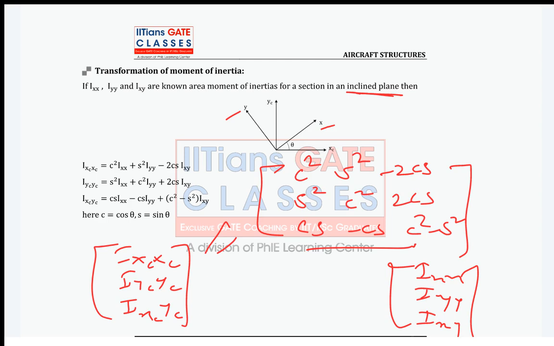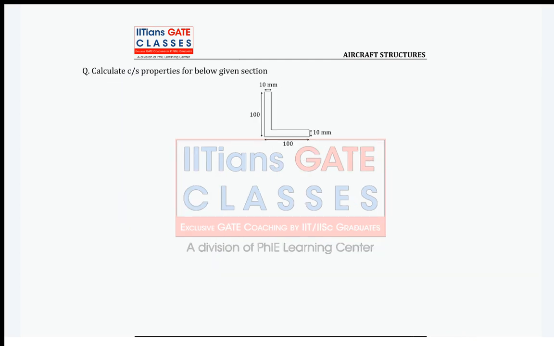Now you can see, I can simplify. You multiply c square Ixx, s square Iyy, minus 2cs Ixy, then s square Ixx, c square Iyy, then 2cs Ixy, cs Ixx, then minus cs Iyy plus c square minus s square Ixy, where c is equal to cos theta and s equal to sin theta. So this is about transformation of moment of inertia.